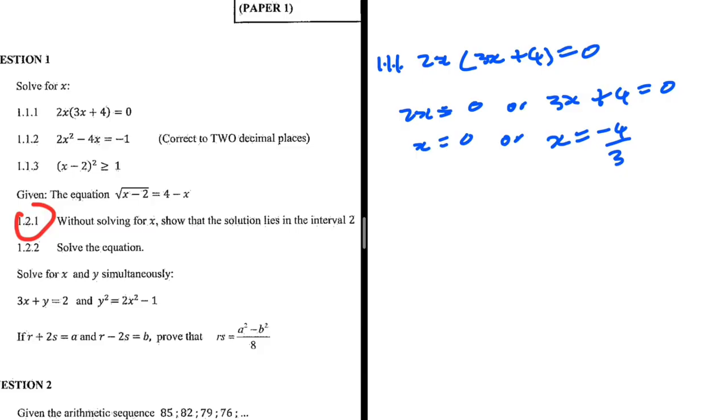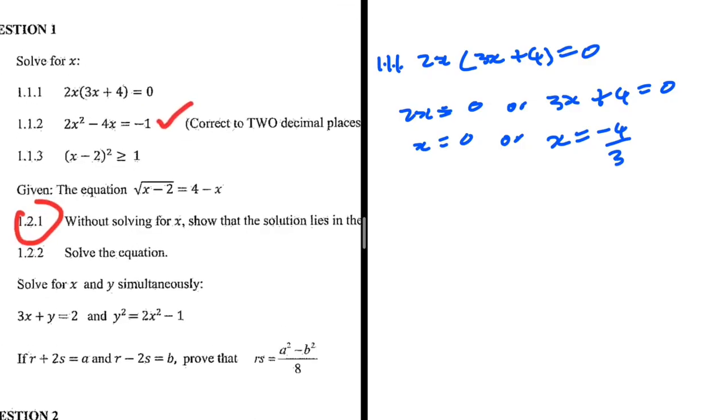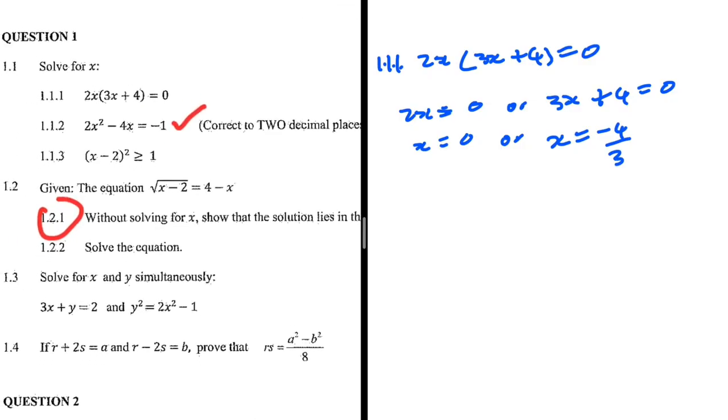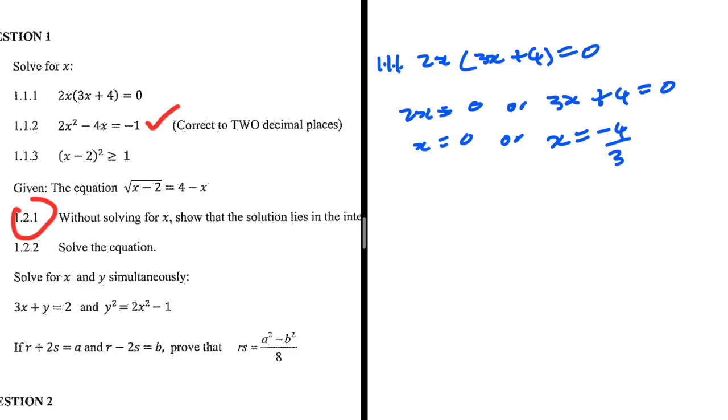We're supposed to solve 2x squared minus 4x is equal to minus 1, correct to two decimal places. We know that we are supposed to use the quadratic formula as soon as we see correct to two decimal places. I'm quite convinced that we all know how to do that by now. So let's jump straight to 1.1.3. In 1.1.3, we have an inequality.